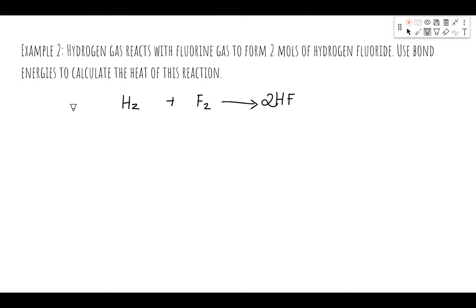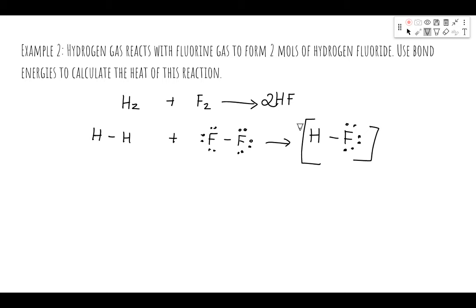My next step is to draw out these molecules. So that would be H2, plus F2 is 2 fluorines bonded to each other. And HF is H and F bonded through a single bond. And there are 2 of these.